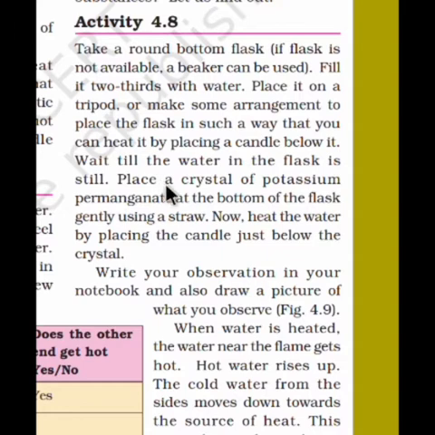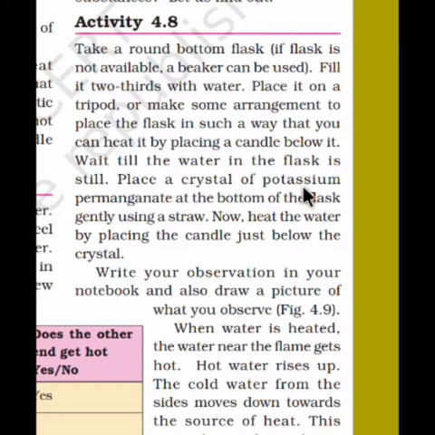Wait till the water in the flask is still. It means what you have to do is first take the round bottom flask, fill water inside that flask, and arrange it on the tripod, and under the tripod put a candle. Wait till the water in the flask is still. It means you have to keep the flask undisturbed.